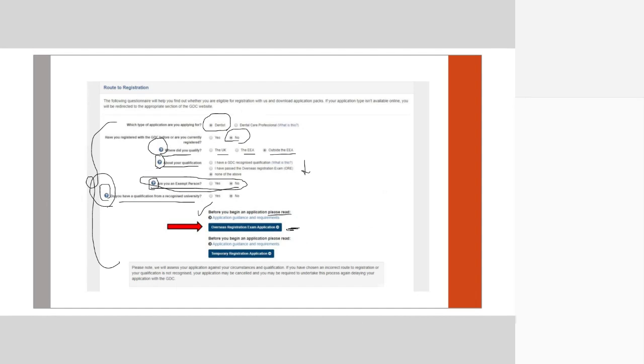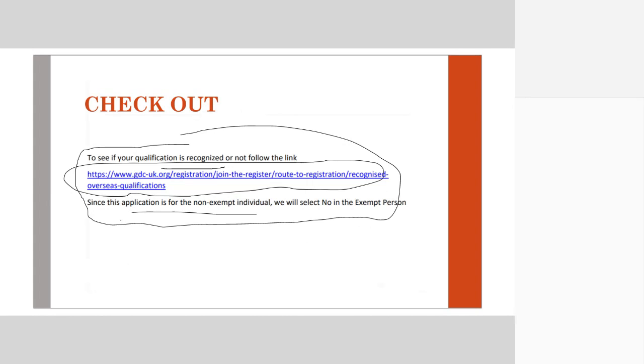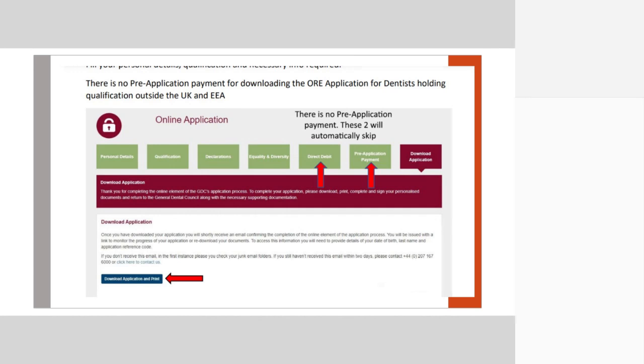Once you have filled this form, they would then move on to this screen, and this screen will ask you for your personal details, your qualifications, your declarations, your equality and diversity questions, and then you don't have to make any payment for registration.